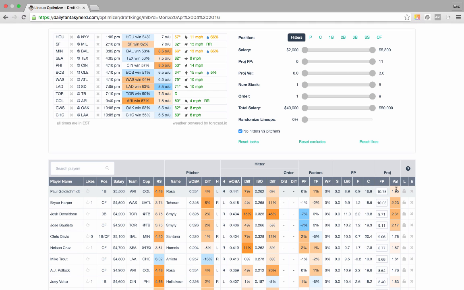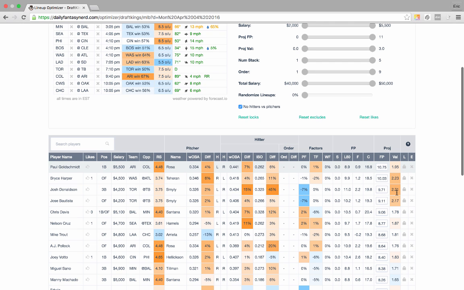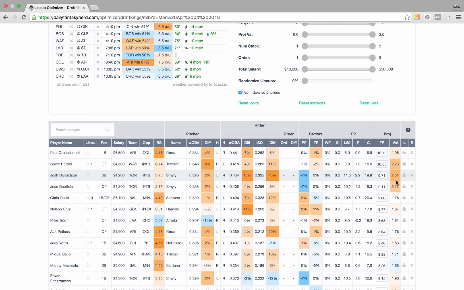And then finally we have the value. This is essentially the bang for buck, or how many fantasy points you are getting per $1,000 that are being spent here. So this is a good way of taking a look at who's giving you the most value. So for example here, Donaldson's going to give you more bang for buck than Goldschmidt here today, according to our projections. In all of this, I haven't mentioned that bright orange here indicates a very favorable stat. For example, this run scored here is very favorable, whereas dark blue is unfavorable. So that indicates not helpful for the hitter.